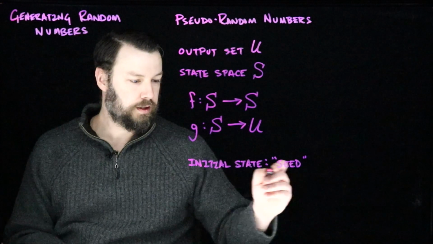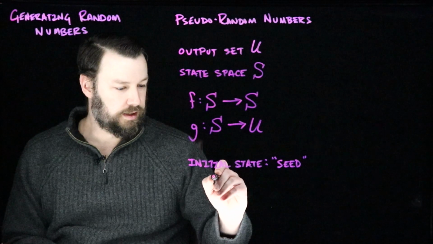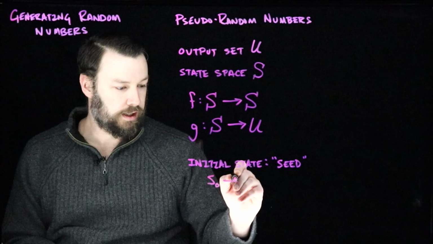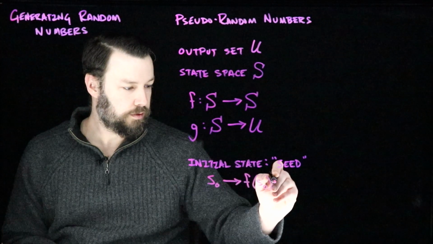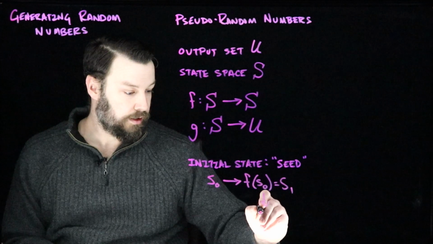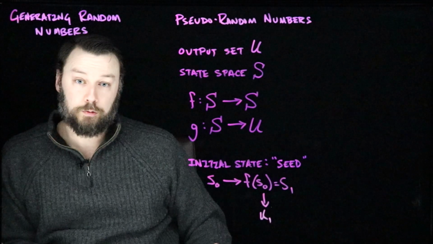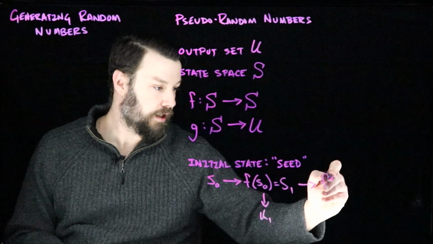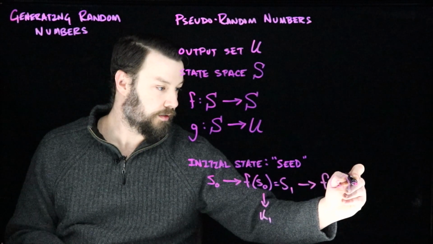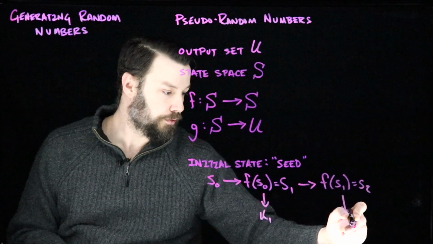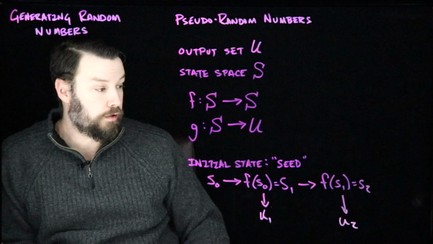So we could think of this as being some state S0, and then we apply f, and we get, say, S1, and then this could give us a sample U1 if we wanted it. And then we could do this again, apply f to S1 to get S2, and then we could get another number U2. And we could iterate that off into the distance.